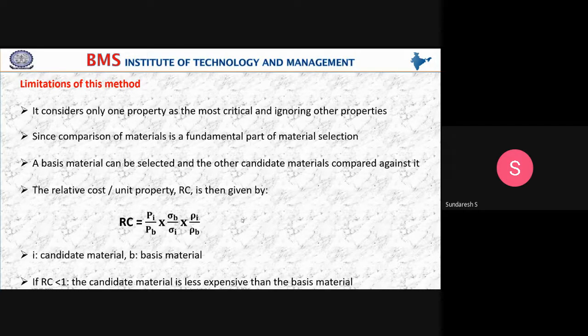So this is what they say. The RCi is the candidate. This is the formula for calculating the relative cost per unit property, RC: Pi by Pb into sigma b by sigma i into rho i by rho b, where i is the candidate material and b is the basis material. If RCi is less than 1, the candidate material is less expensive than the base material.